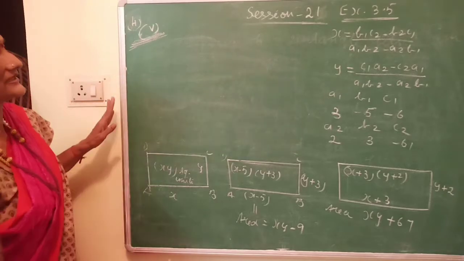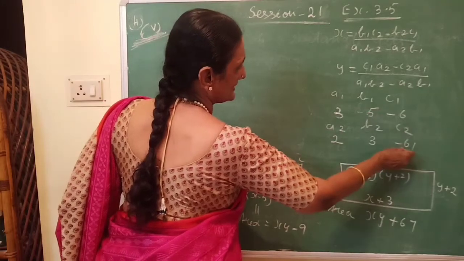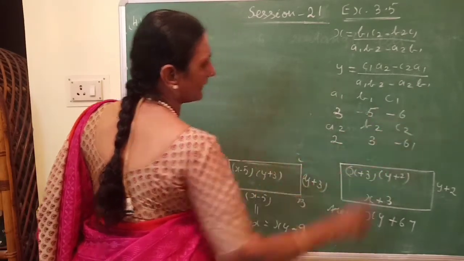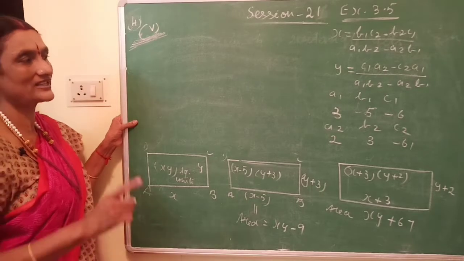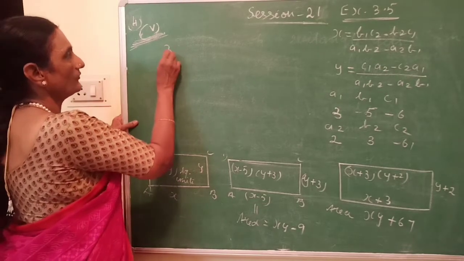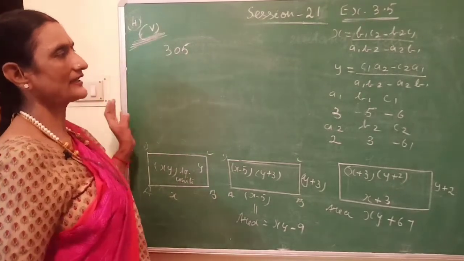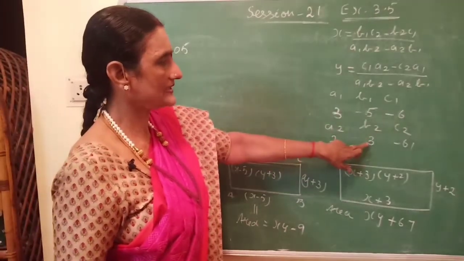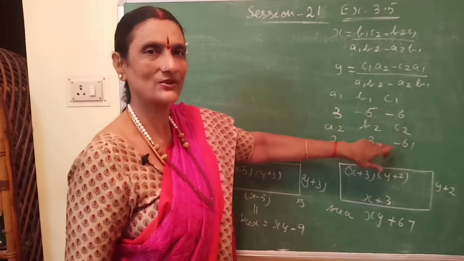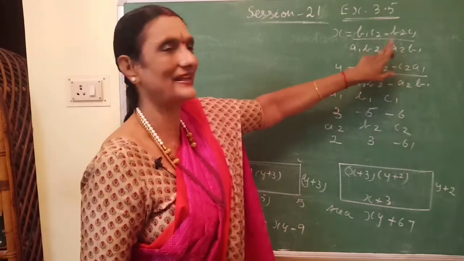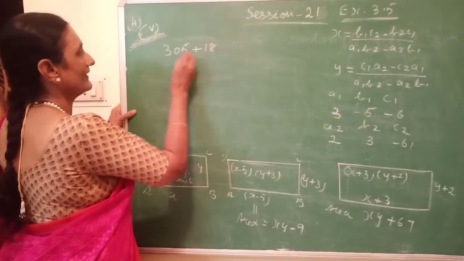Now x equal to b1 c2 minus b2 c1. So b1 is here, c2 is here. 5 into minus 61. What is 5 into minus 61? It is plus 305. Correct? Now what is b2 c1? It is 3 into 6, and there is a negative sign, so it is minus 18. Outside there is a negative, so it must be plus 18.